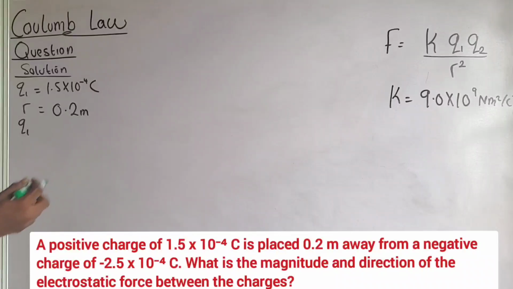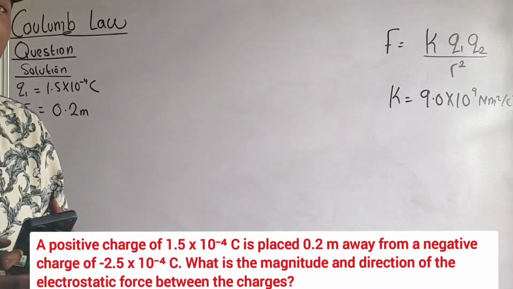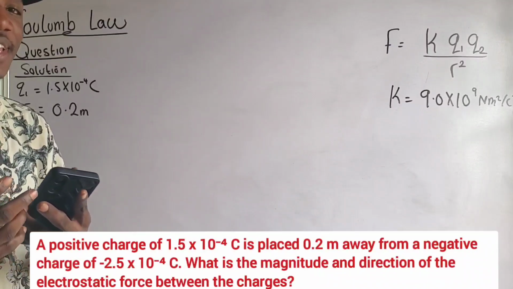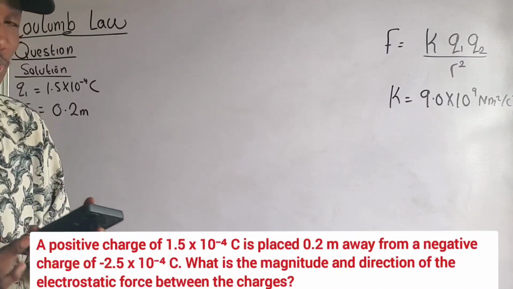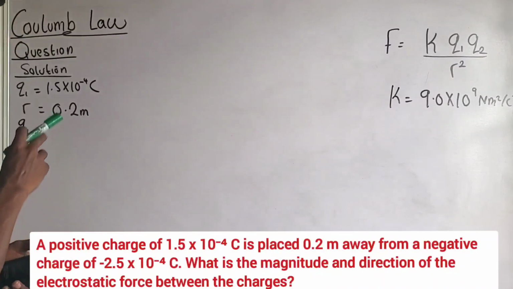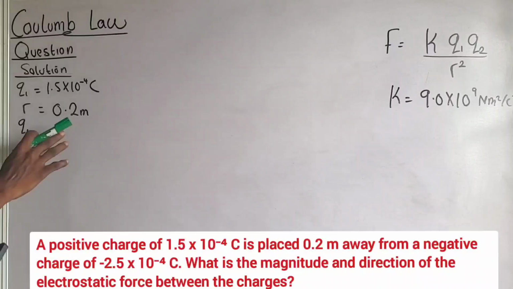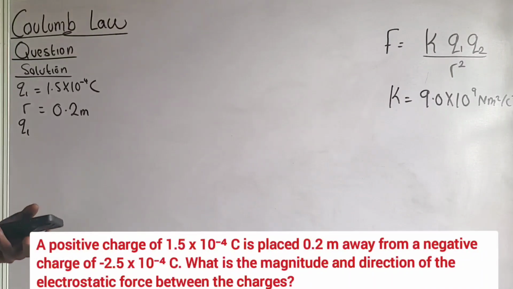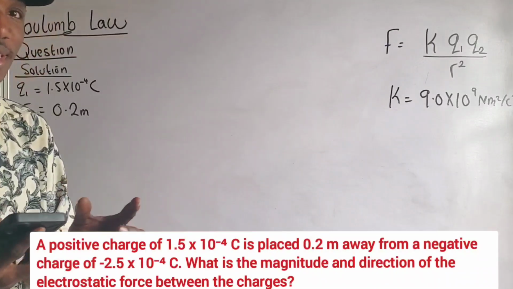Now listen to me carefully. There are some instances where you are going to be given the distance between the charges in another unit, maybe in centimeter. You have to convert to meter. Do you understand? So make sure you pay attention to that. If this 0.2 is given in centimeter, I will have to convert it to meter. Because it is in meter, there is no need for conversion. I just emphasize on that because there are some questions you might come across. Don't use the value directly.